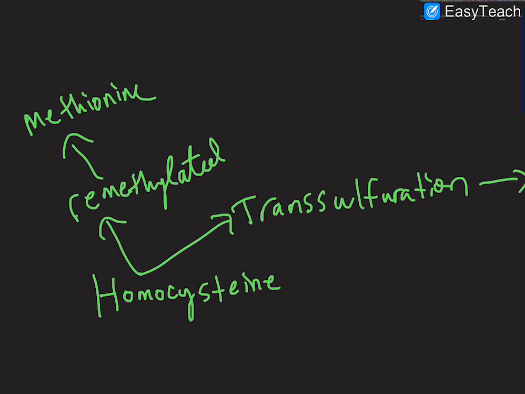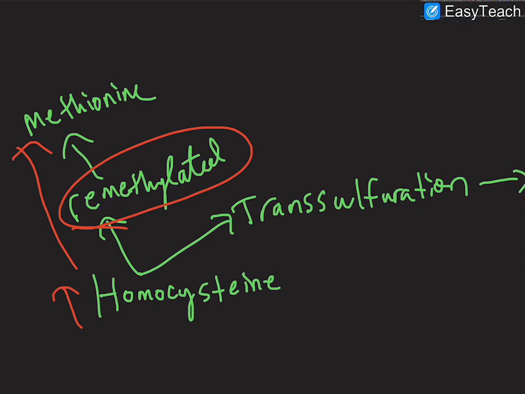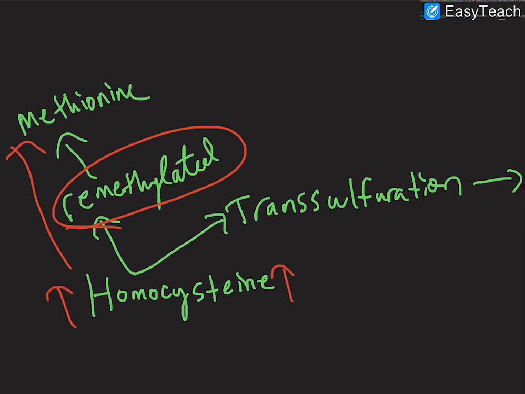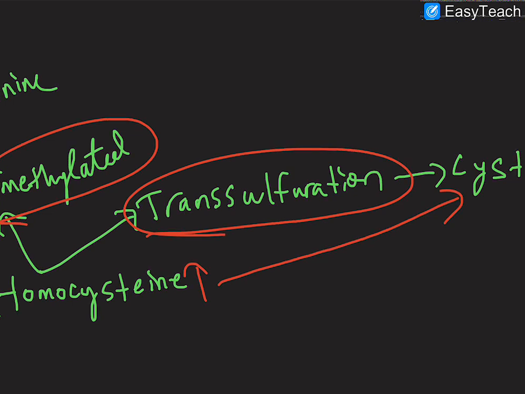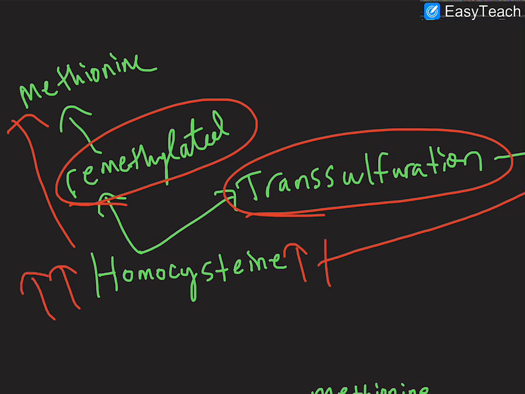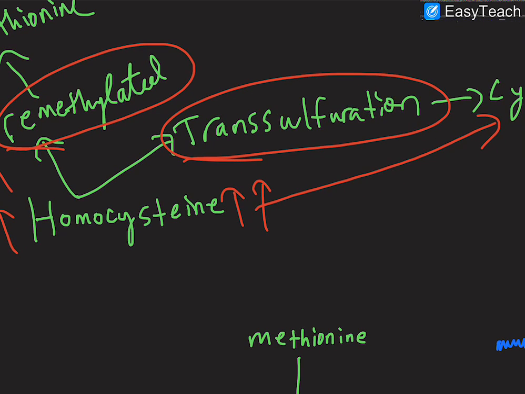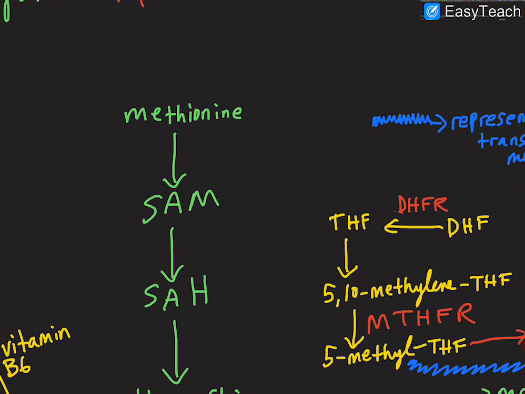Now you can imagine if there's something wrong in this pathway where you can't properly remethylate homocysteine, then that means homocysteine levels can elevate. If there's something wrong in this transsulfuration pathway where you can't properly convert homocysteine to cysteine, then again, that's going to lead to elevated levels of homocysteine. That's just a general way in which homocysteine levels can be elevated. So let's actually talk about the pathway now.